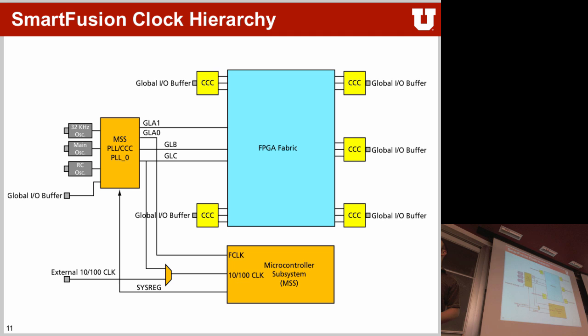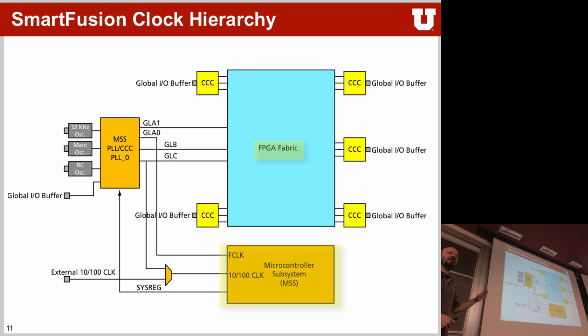What comes next is a very complex PLL and clock conditioning circuitry. This PLL block allows you to distribute and select different clocks on this side and output them on different clock signals that then go either to your FPGA or to your microcontroller subsystem over here. So you can see it's an extremely dynamic system.